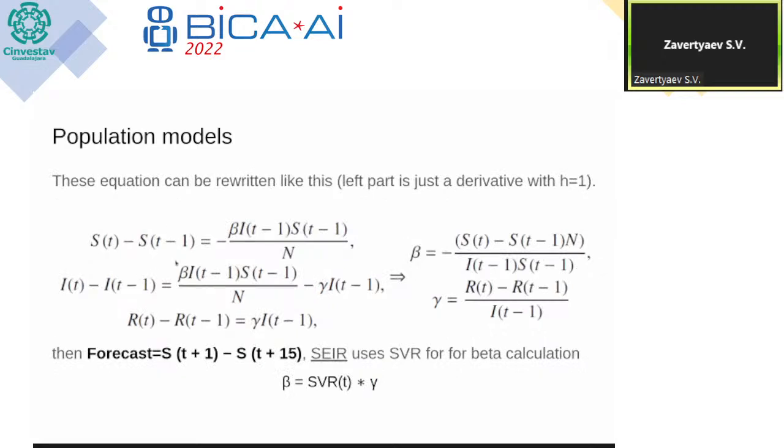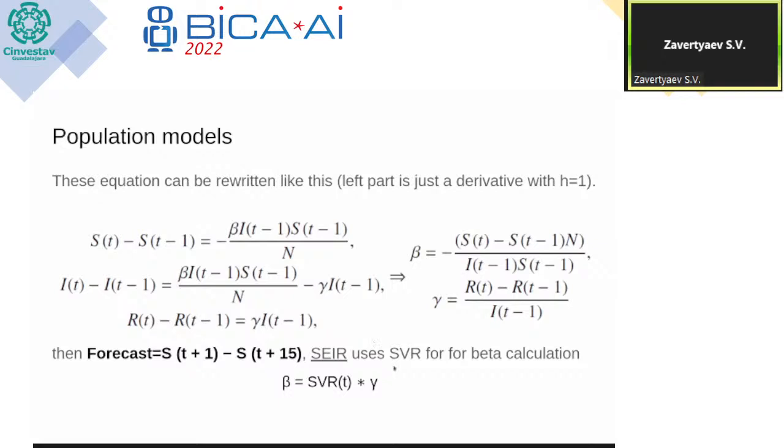So if you take the derivative with step 1, you will get the following equations, from which you can derive the beta on the current day. And if you know the beta today, you can calculate how many susceptible cases there will be on the next day, and therefore you can do this 15 times and calculate the difference between the 15th day since today and the first, and that will be the total number of confirmed cases in the period.